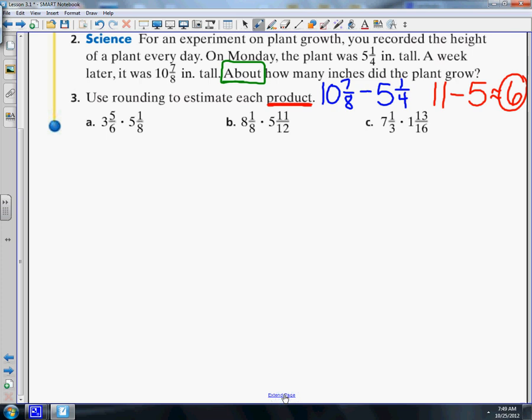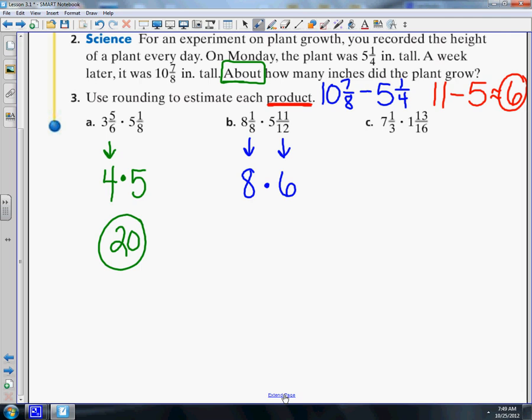All right, so 3 5/6, that would round to 4. I'm rounding to the nearest whole number. 5 1/8 would round to 5. So 4 times 5 is 20. 8 1/8 would round to 8. 5 11/12 would round to 6. I'd round it up because 11/12 is almost whole. So I'd round it up to 6. And then 8 times 6 is 48. 7 1/3. Now this one's pretty tricky, but it's 1/3, so I'm going to go down. I'm going to round to 7. And 1 13/16, that's a pretty high fraction, so I'm going to round it to 2. So 7 times 2 is 14.